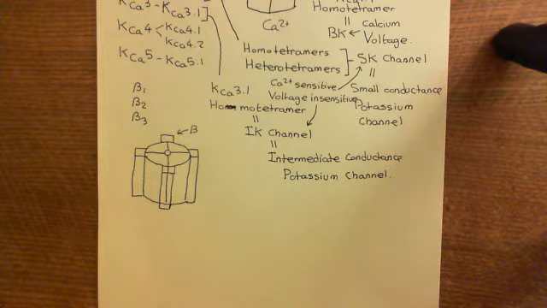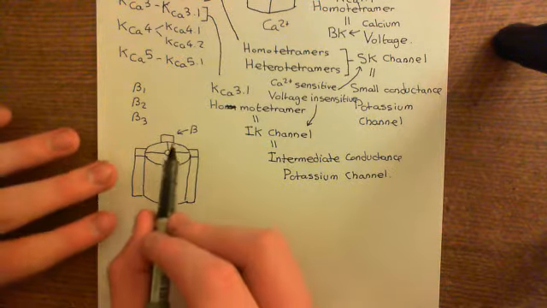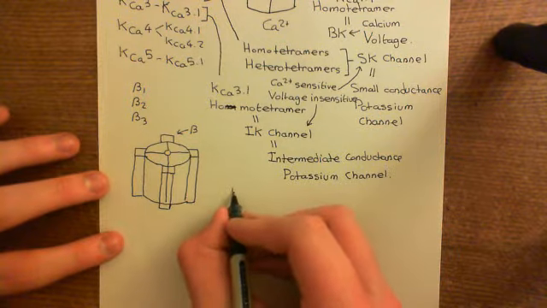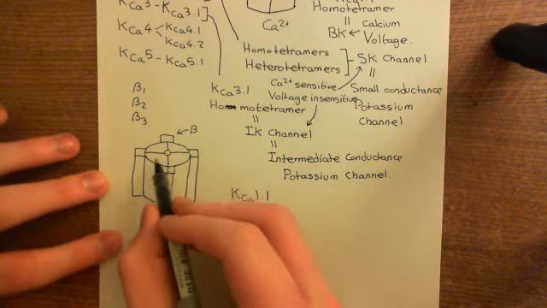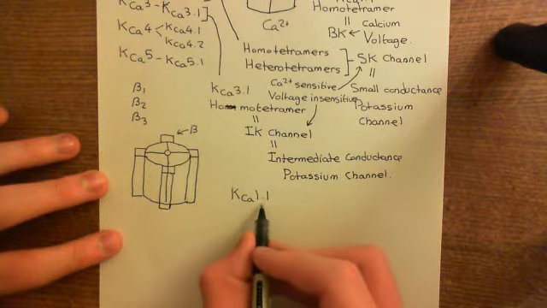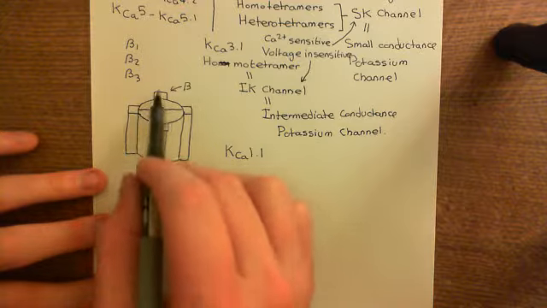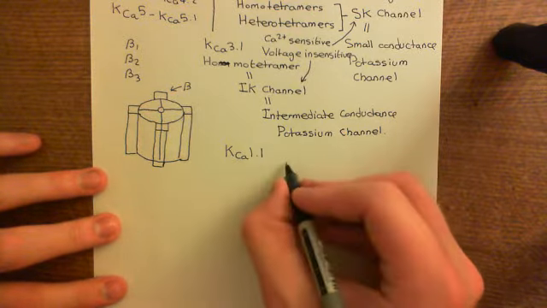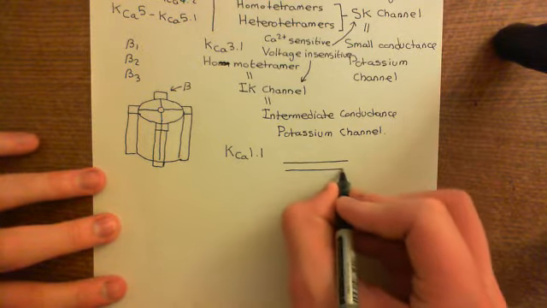Let's now look at the structure of these beta subunits, and also the structure of the KCa 1.1 protein. Remember, we have stuck together 4 alpha subunits, which are all KCa 1.1 proteins, and we've also now attached these beta subunits on. So let's have a look at what the actual transmembrane structure of a KCa 1.1 protein is.